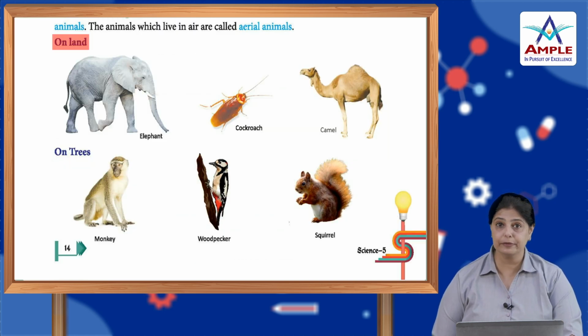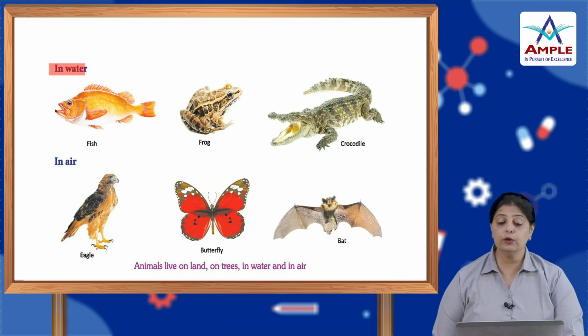So, now let's first talk about the examples. On land, it's like elephant, cockroach and camel. On trees, it's monkey, woodpecker and squirrel. In water, fish, frog, crocodile.